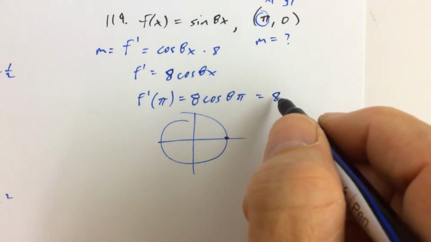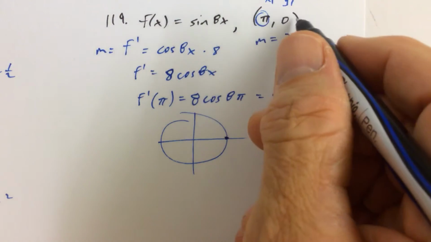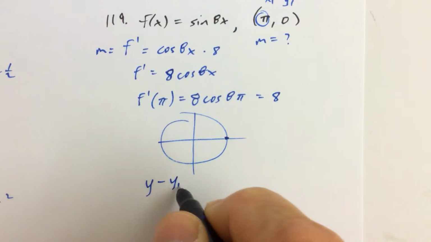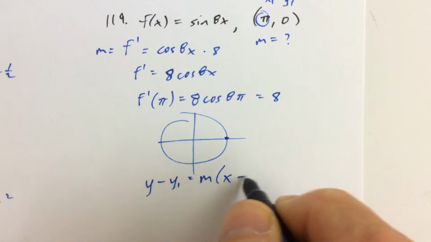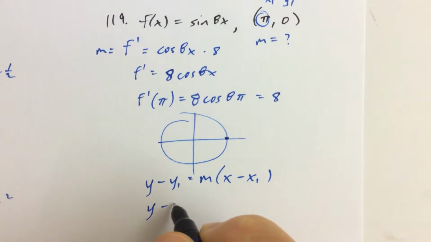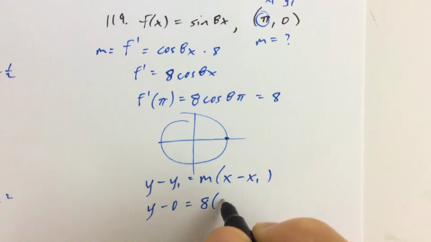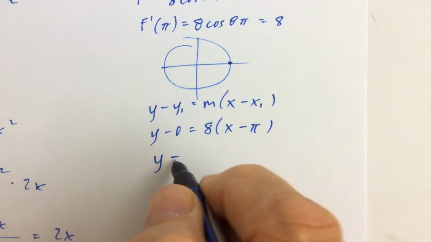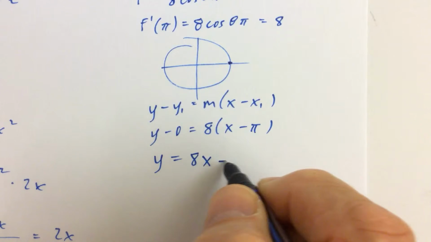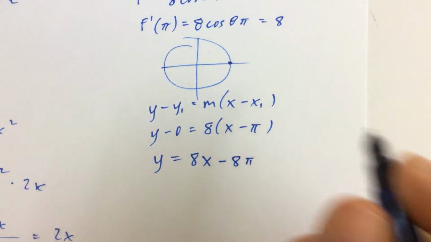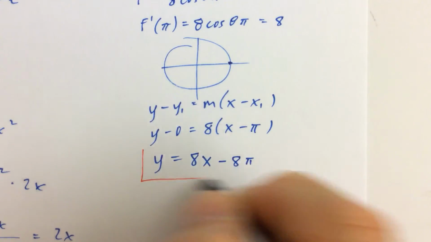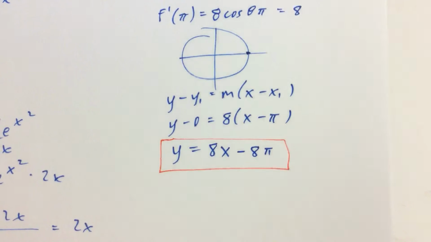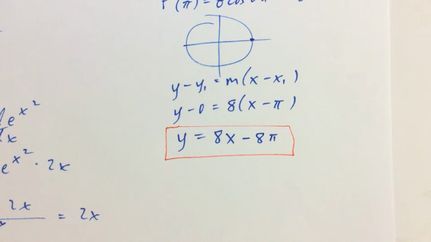So we have the slope being 8, and the point is pi, 0. So y minus y1 equals slope times x minus x1. The y1 is 0, the slope is 8, and the x1 is pi. And so that's it. y equals 8x minus 8 pi. And I'll let you show that on your graphing calculator, but that's probably the hardest part right there, just getting the equation of the tangent line.